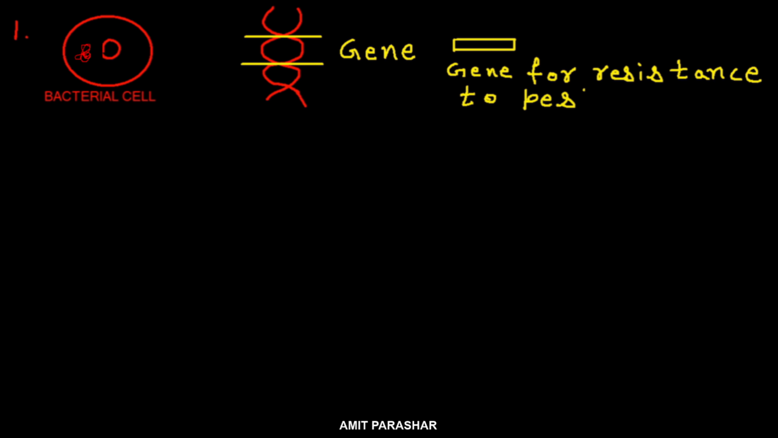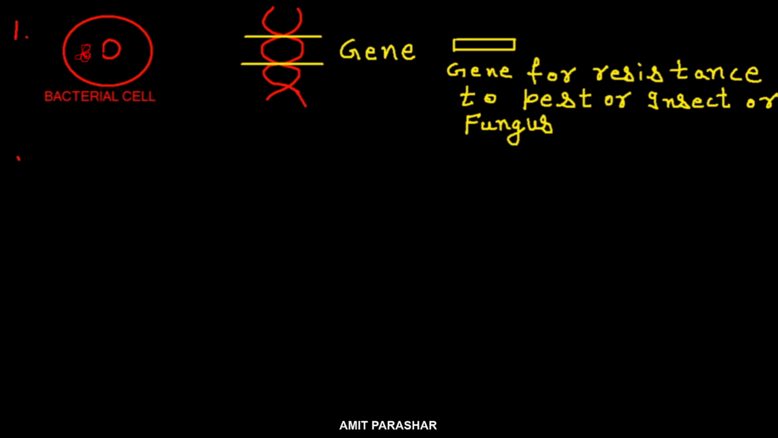Let's see, this is a bacterial cell. If we see in its genetic material, which is made up of DNA, we will see it has a gene which is responsible for resistance to pest or insect or fungus. So this fraction of DNA is our desirable gene, which is responsible for desirable characteristics which we want to insert into a plant cell, bacterial cell or animal cell.